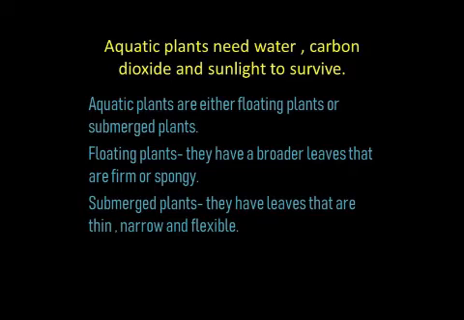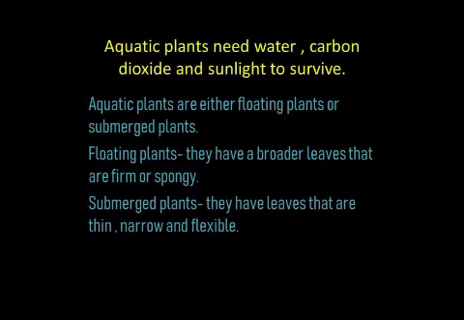The plants that do not grow in water, we call non-aquatic plants. Non-aquatic plants that grow on land need water, carbon dioxide and sunlight to survive. Aquatic plants also need water, carbon dioxide and sunlight to survive. The carbon dioxide is found as dissolved gas in the water, and sunlight penetrates the water. It means sunlight enters the water. So aquatic plants need water, carbon dioxide and sunlight to survive.